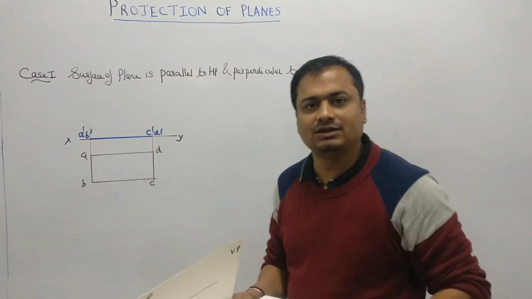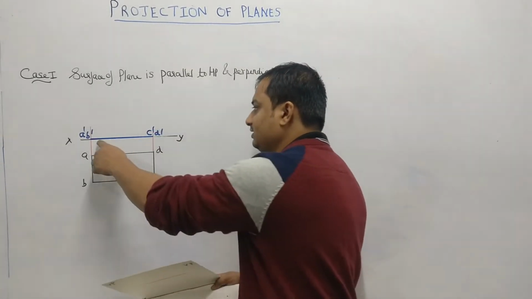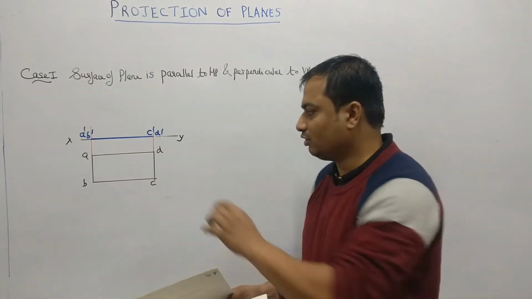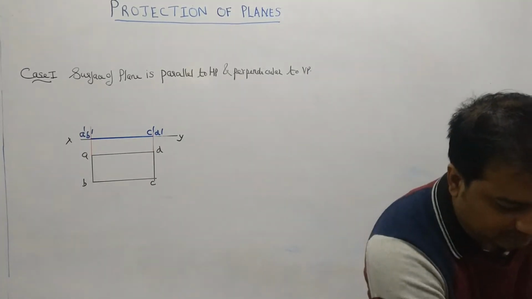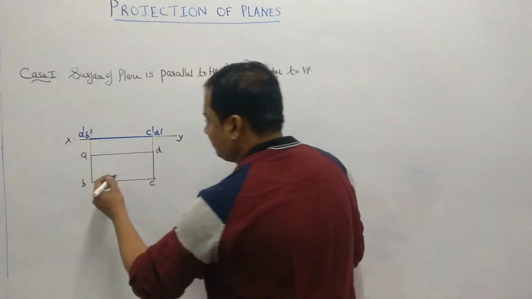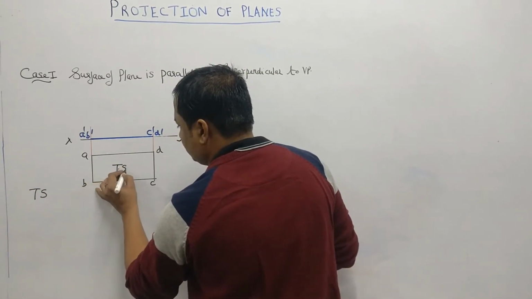If nothing is given in the problem, you can assume that your plane is lying on HP and you can take the front view on XY. Okay, so the top view will be the rectangle and the front view will be the line. So this will be my true shape of the rectangle.